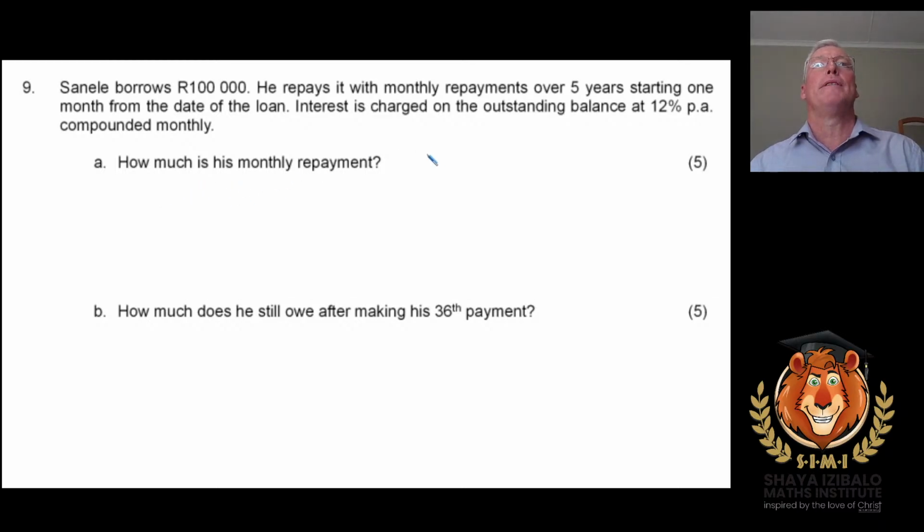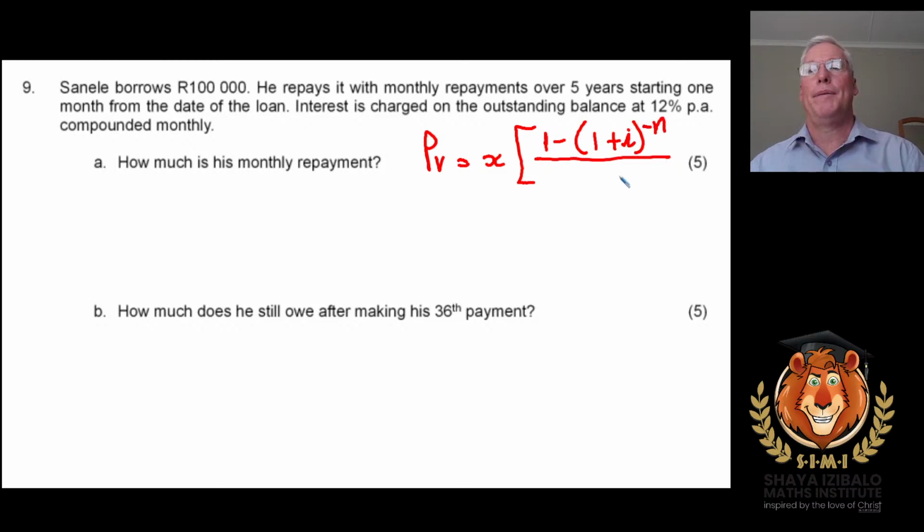So this is our present value formula. Present value is x times 1 minus (1 plus i) to the negative n, over i. What that formula gives us is the present value of his payments. We don't know what those payments are, but the value of all his payments in today's terms must be the same as the value of the amount that he's borrowing.